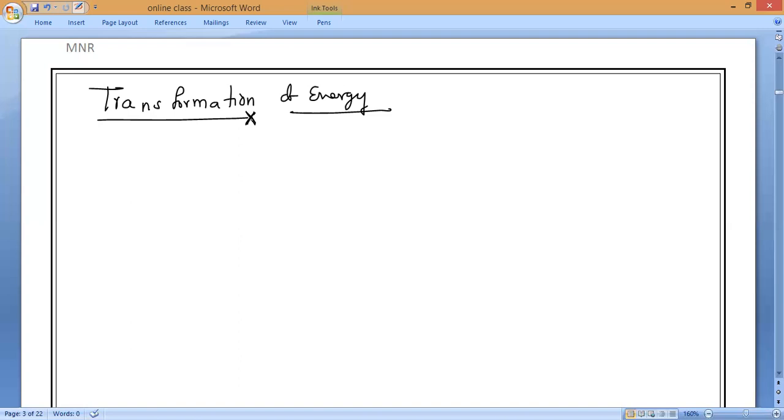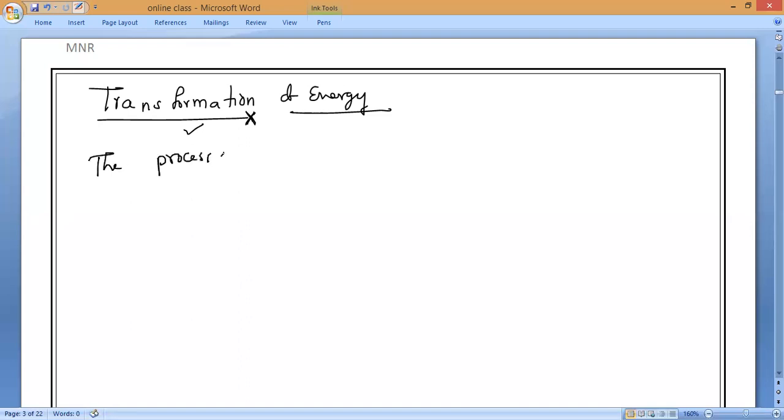So, all of you have covered transformation of energy. We have seen that energy exists in various forms, so now what will happen? It can be converted from one form into another. The process of converting one form of energy into another form is called what? Transformation of energy, right? That is the definition first.